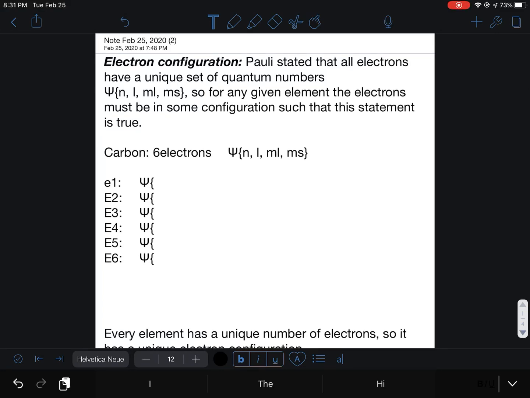All right, everybody, we're going to talk about some electron configuration stuff today. So let's see how this goes.